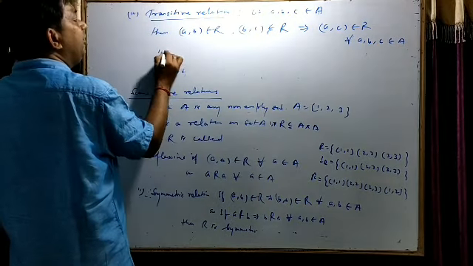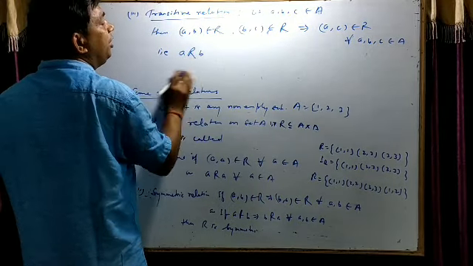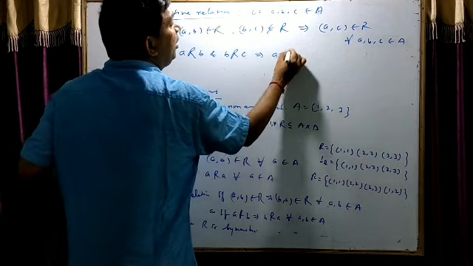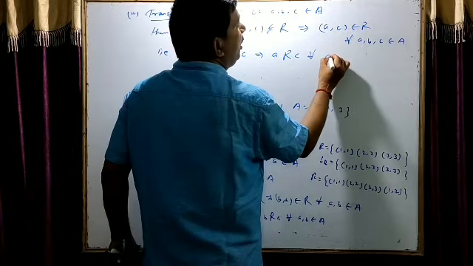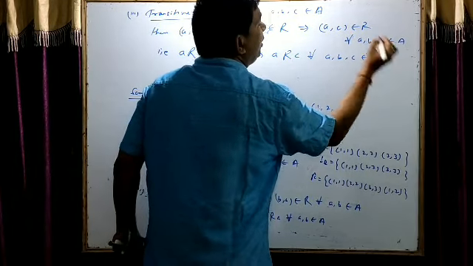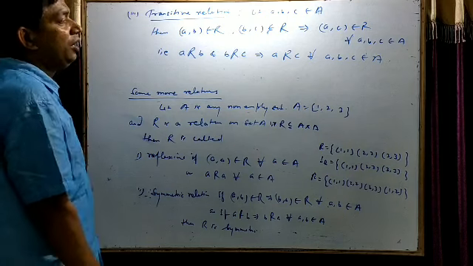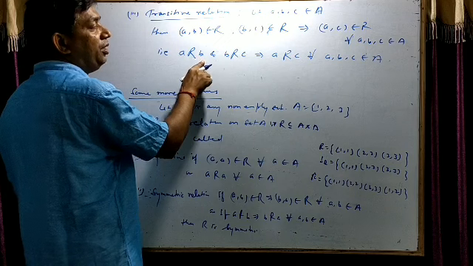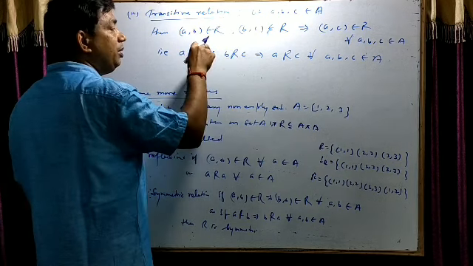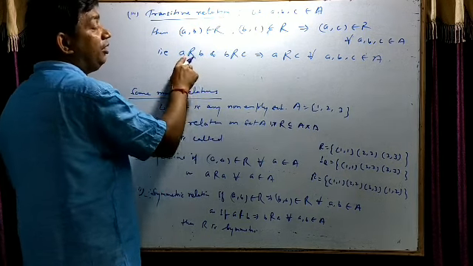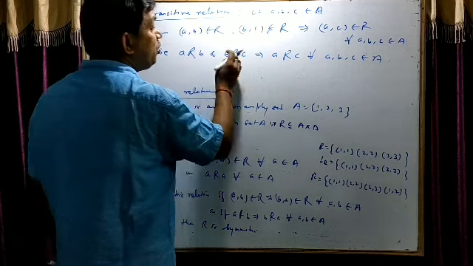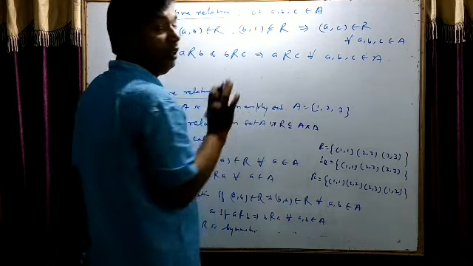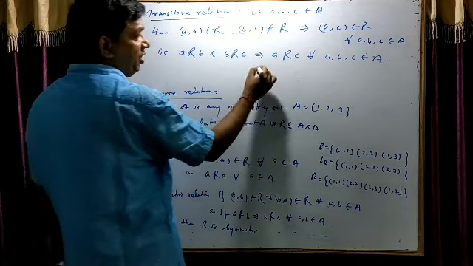What does it mean? That is, a related to b and b related to c implies a related to c, for all a, b, c members of set A. So this is called a transitive relation. It means if a related to b and b related to c are both present, then you have to check whether a is related to c or not.